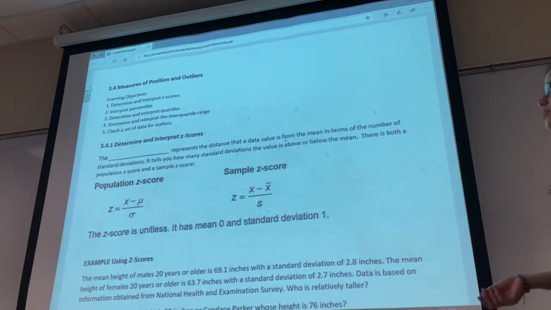I posted a study guide on Moodle under the review for test 1. I've got problem set, and then I've got a problem set that has the answers. It doesn't have the step-by-step solution, it just has the answers.